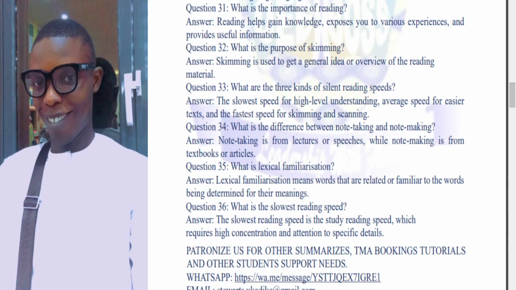Then we have the average reading speed, which you use for easier text. When it comes to studying, not every content has the same weight. There are some contents that have lighter weight that you might not need to give so much effort to be able to get everything. And then we have the fastest speed for skimming.